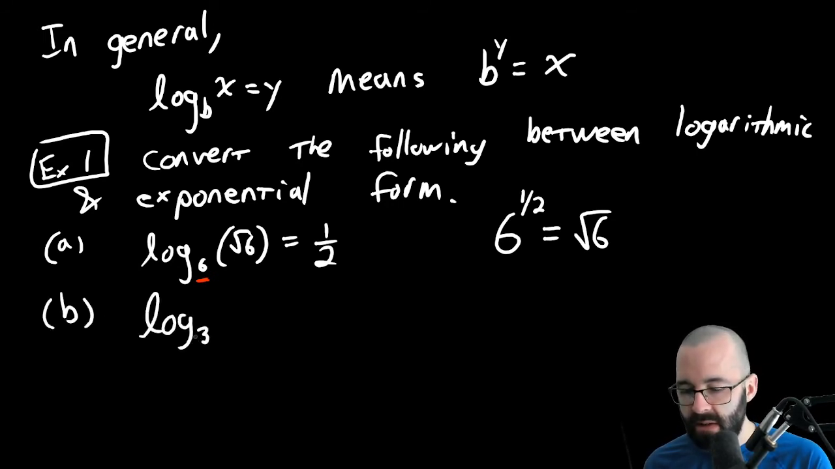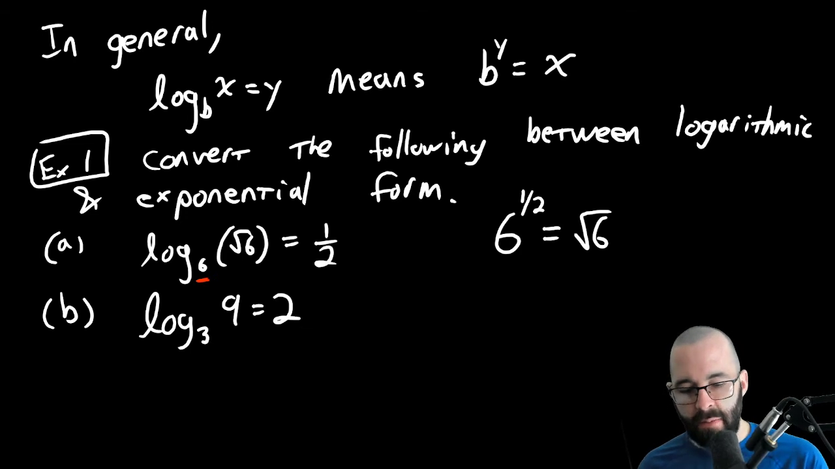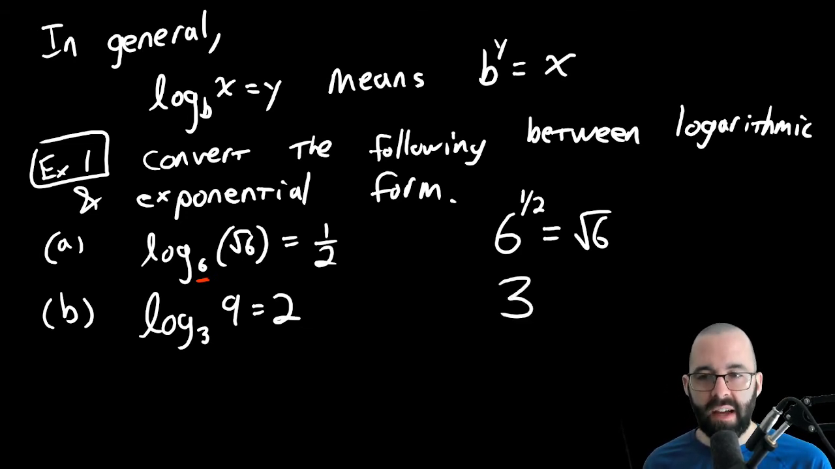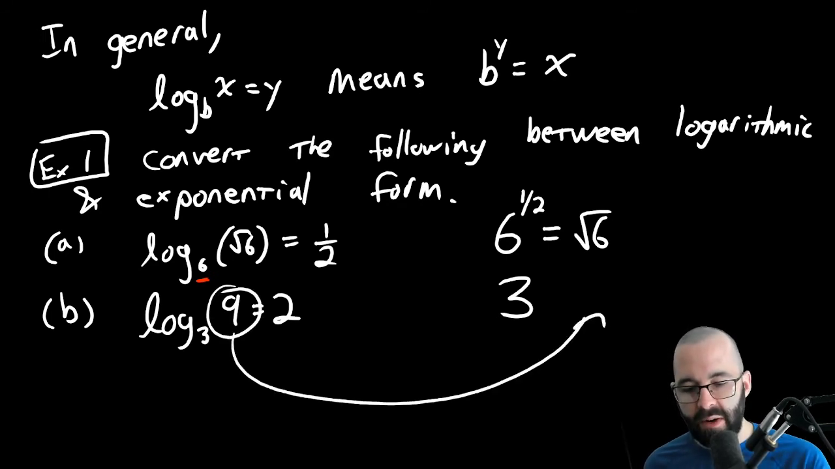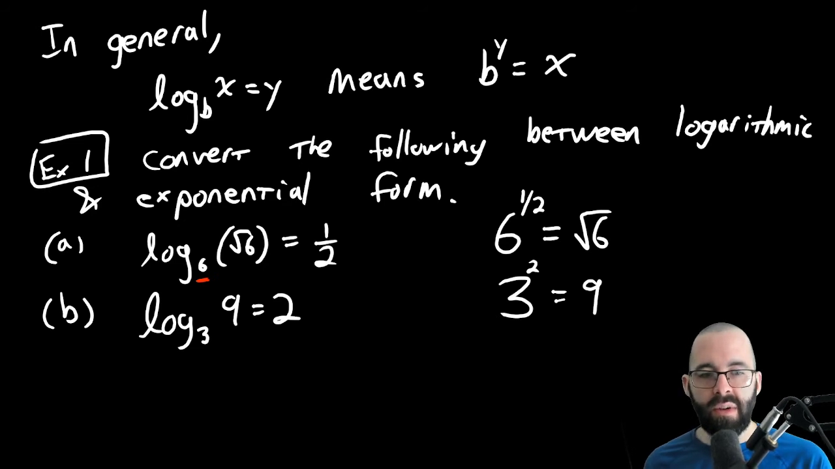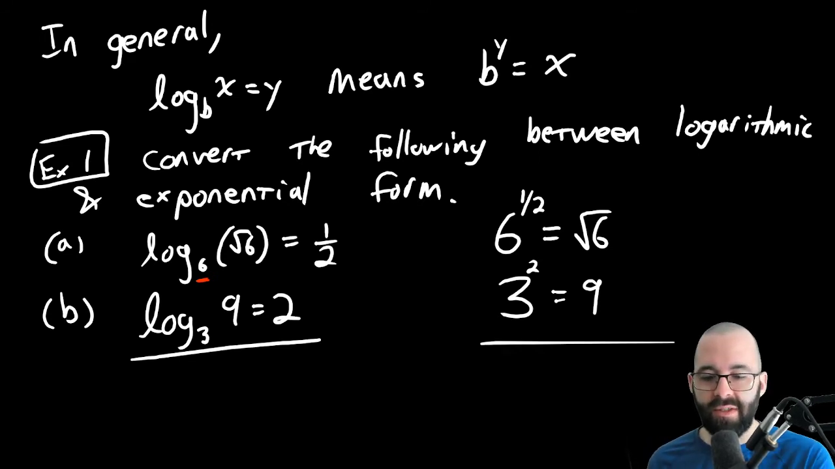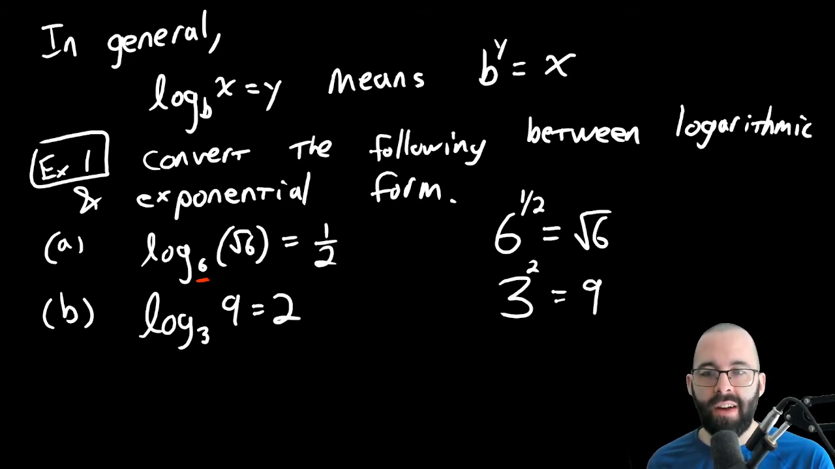Log base 3 of 9 equals 2. Again, this is a true statement. The base of the logarithm becomes the base of the exponential, 3. The input becomes the output, 9. And the output of the logarithm becomes the input of the exponential. 3 squared equals 9. Yeah, that's true. This is true. This is true. Just written differently. All right.